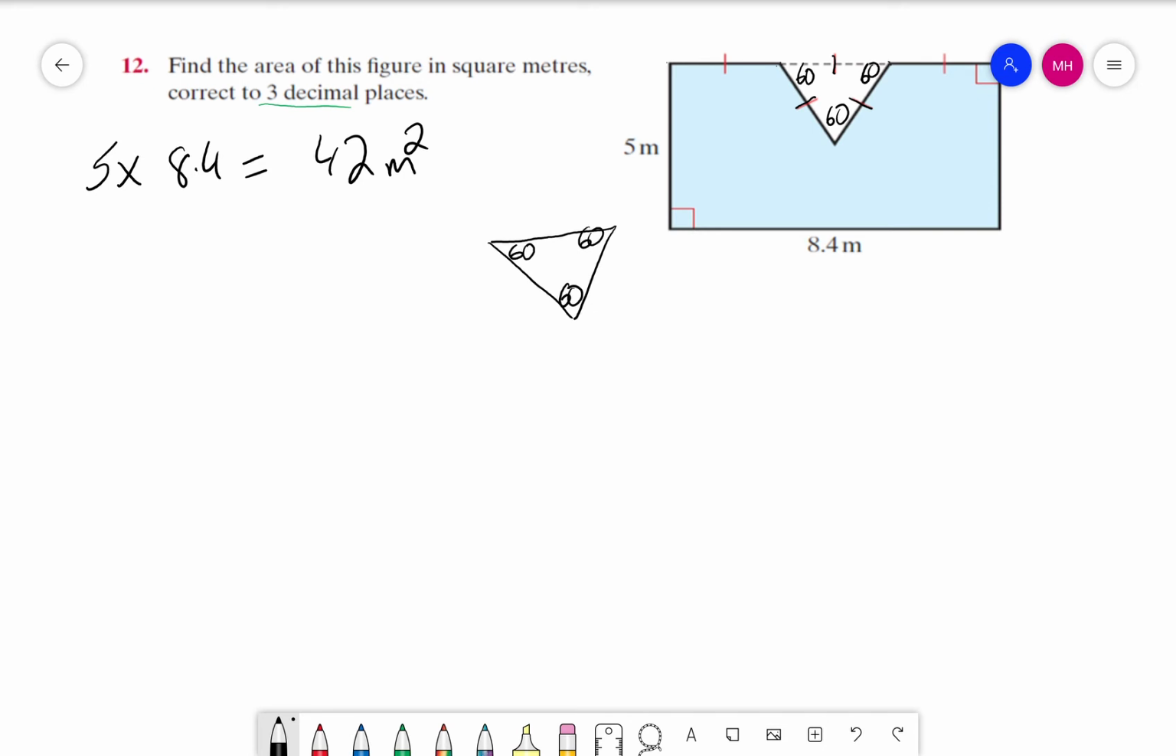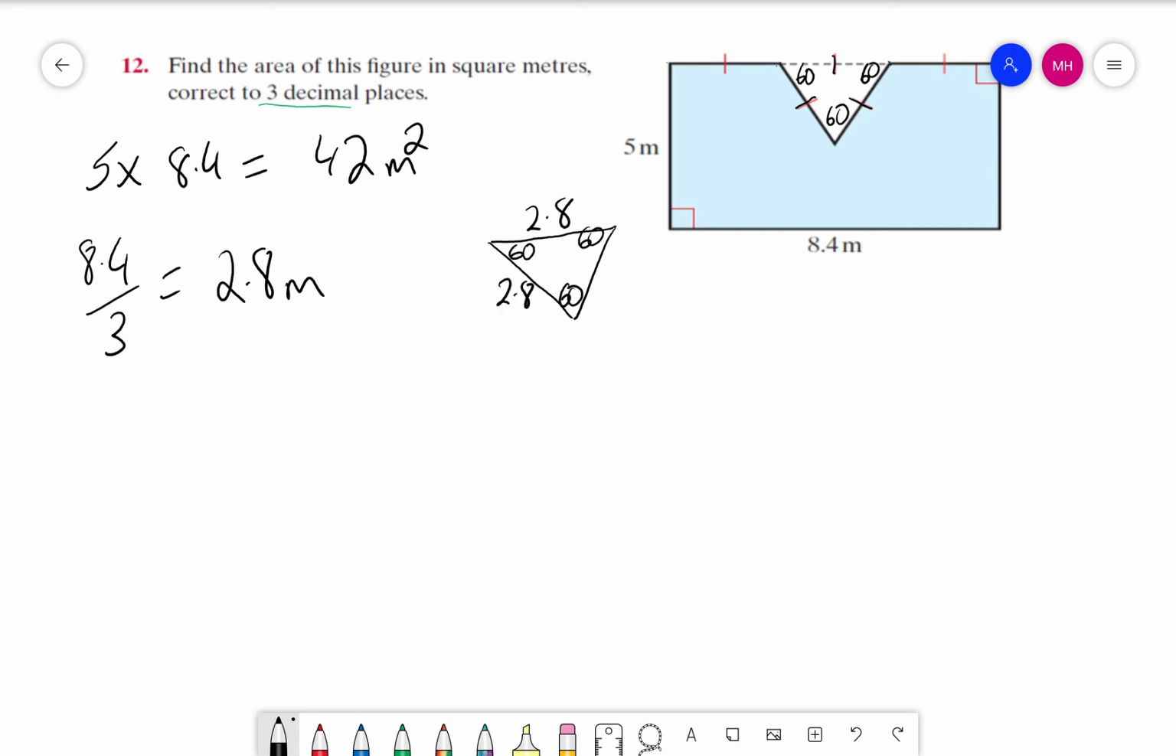So first of all, we look at our triangle and we work out the length of the side. So from here to here is 8.4. So we divide that by 3. We're getting 2.8 meters. So you have a triangle of 2.8 meters.